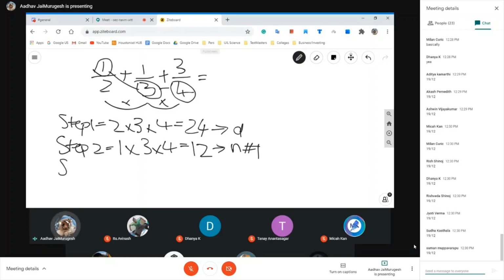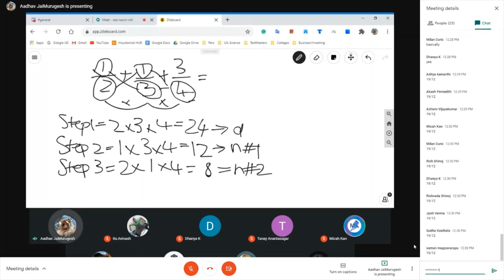Step 3 also involves a pattern, and this pattern is multiplying this number by this number. So you multiply 2 times 1, which is this number, and you multiply that by 4. Remember guys, not 3 but 4. You multiply that by 4, and if you do that, you'll get an answer of 8, and 8 is going to be our numerator number 2.